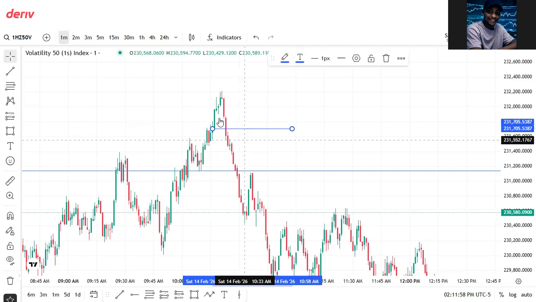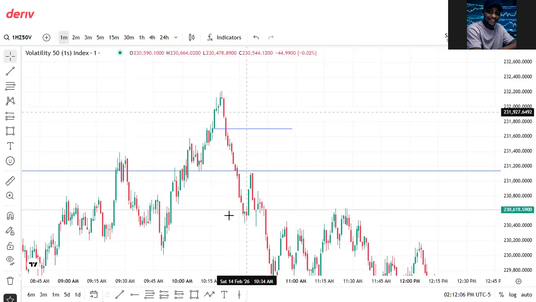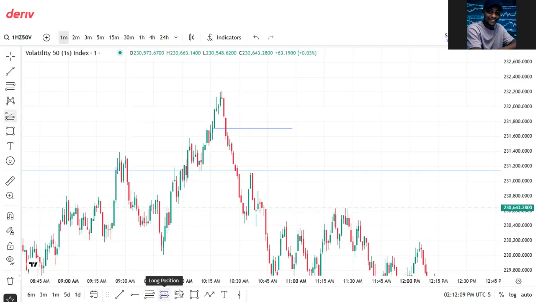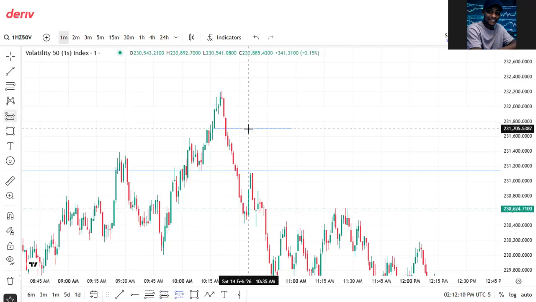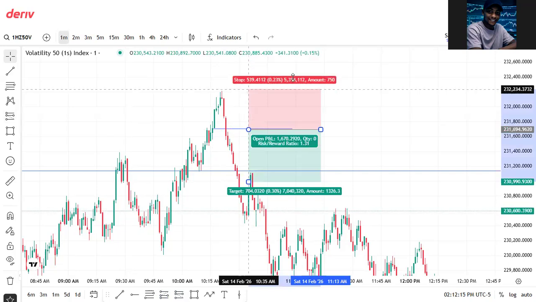So once I have this candle close below the low of this previous key candle, right? That is where I enter this trade. Short position. This is where I literally enter this position.